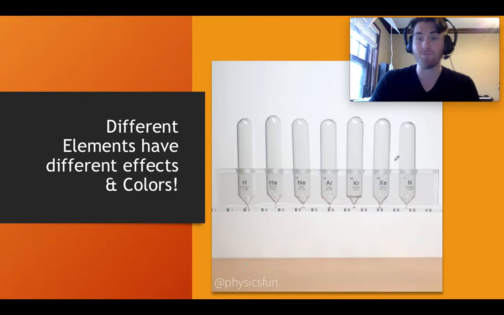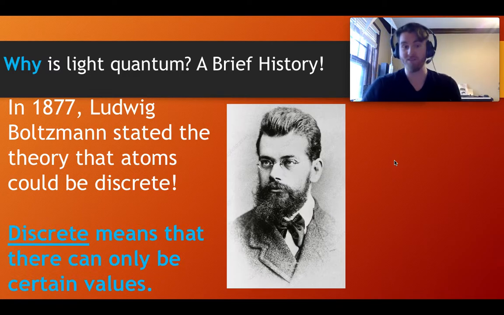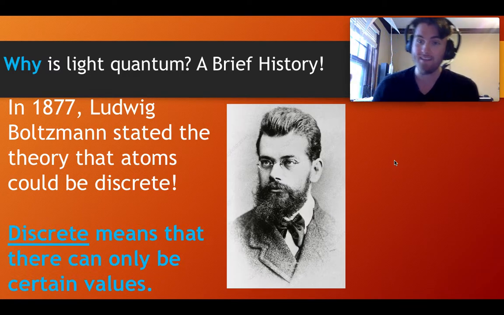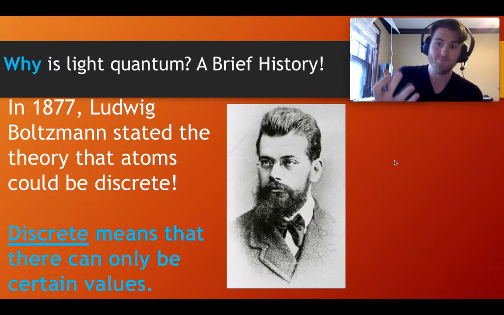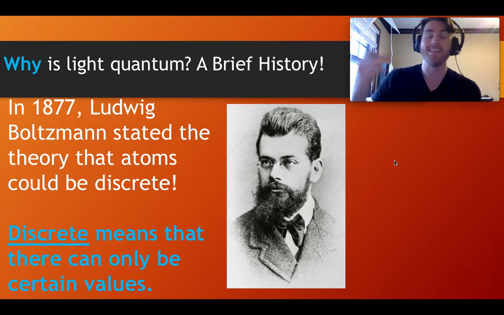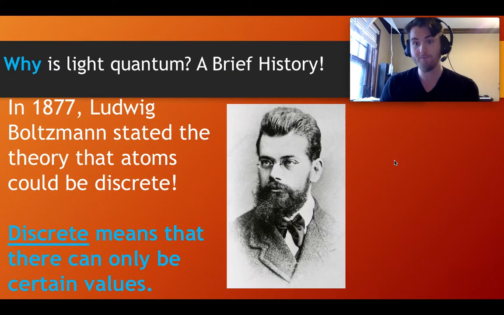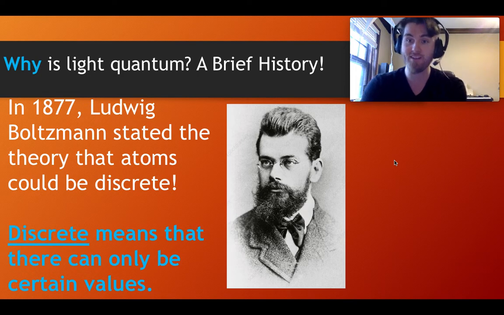The first person that was really concerned about the color that a cathode ray tube emits is right here. His name's Ludwig Boltzmann, and he said that each color is dependent on the element in which it's contained. So he's saying, because you have hydrogen, because you have helium, because you have neon or argon, it creates different colors. And he called that discrete. Discrete means that it only creates certain values.